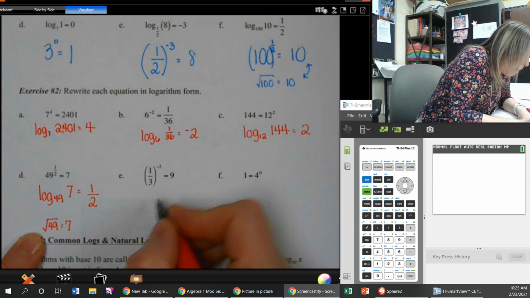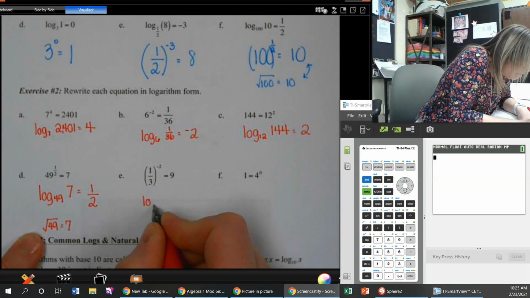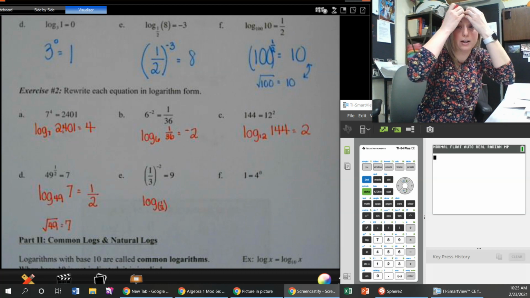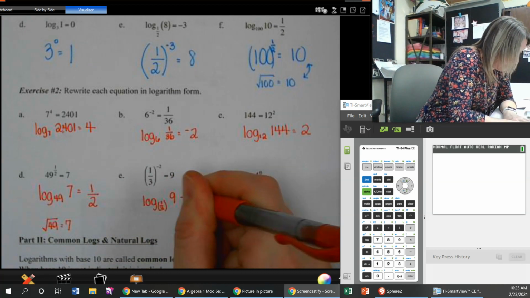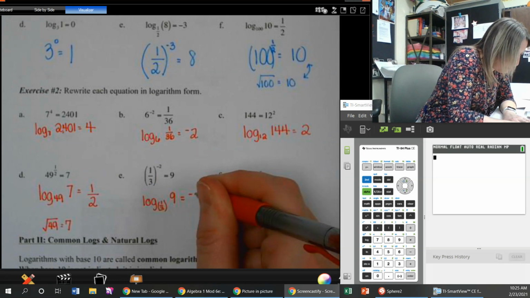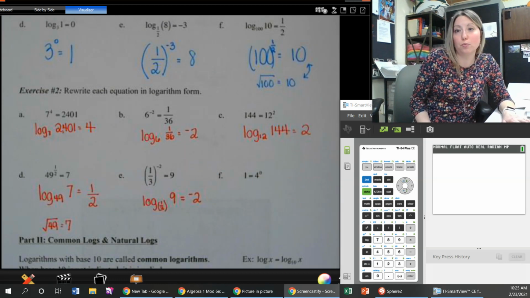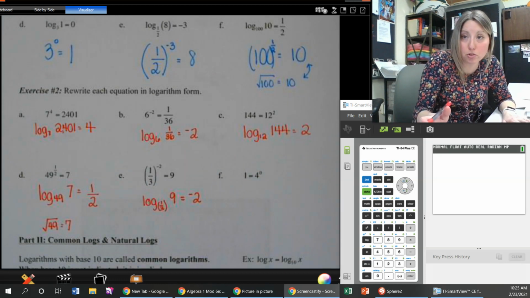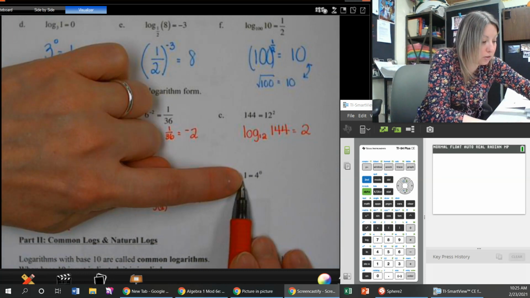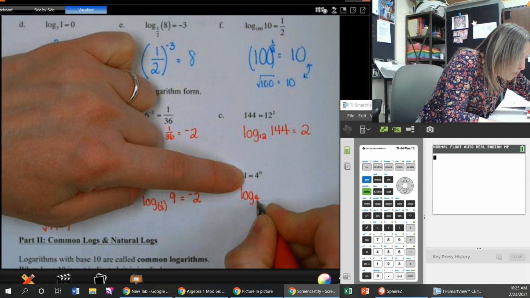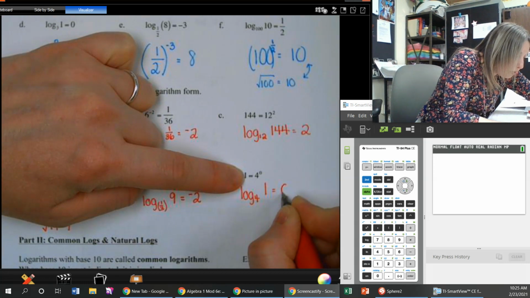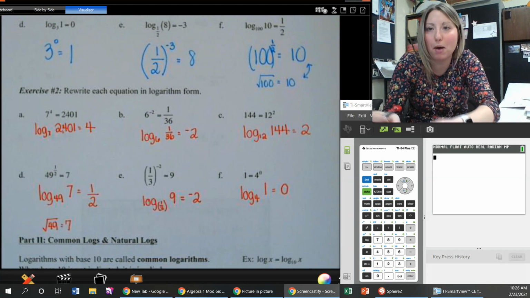Okay, log base 1/3, so I'll put that in parentheses just to make sure you recognize that whole thing is the base, of 9, because that's the answer, equals your exponent, -2. Last but certainly not least, remember this is written backwards. The base is 4, so log base 4 of 1 equals 0, because anything to the 0 power is 1.